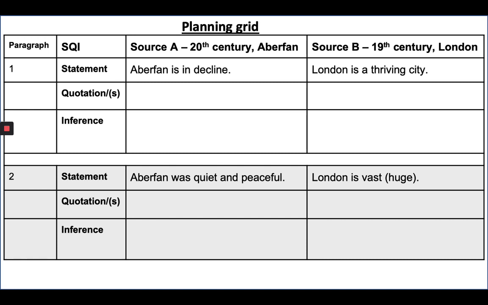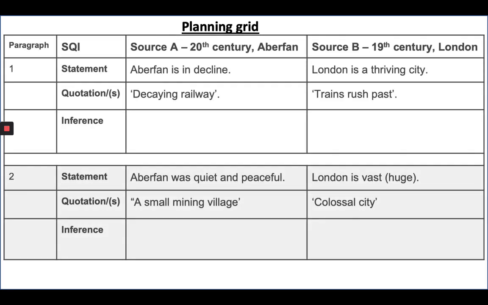Now let's look at some quotations you could have selected to support these ideas. To show that Aberfan is in decline, it has a decaying railway, whereas London is busy and successful, so trains rush past. For our second paragraph, to show it's quiet and peaceful, you could use the quotation, "There's a small mining village." Contrastingly, London is huge, so you could use the quotation, "colossal city."